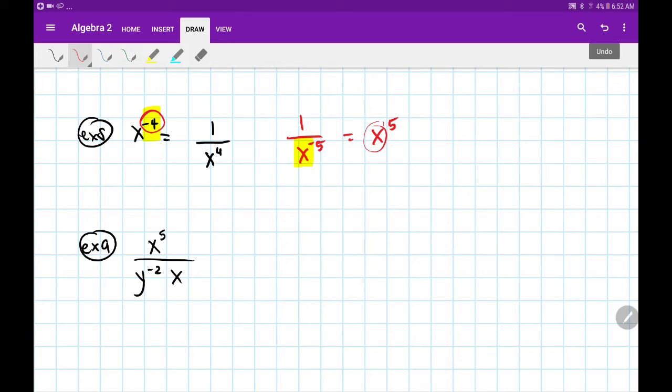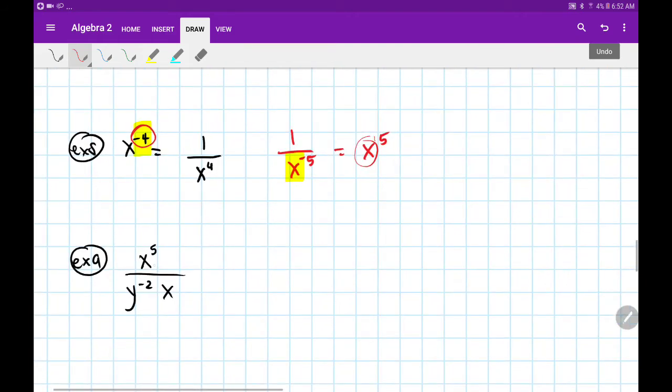Okay, let's look at example 9. So in this example, there's two things going on. I have a negative exponent. I also have some stuff that can cancel. So let's deal with both. First, the negative exponent. If I have y to the negative 2, that means I actually have y squared. In the numerator, I have y times the y up top. So I moved it to the other side of my fraction.